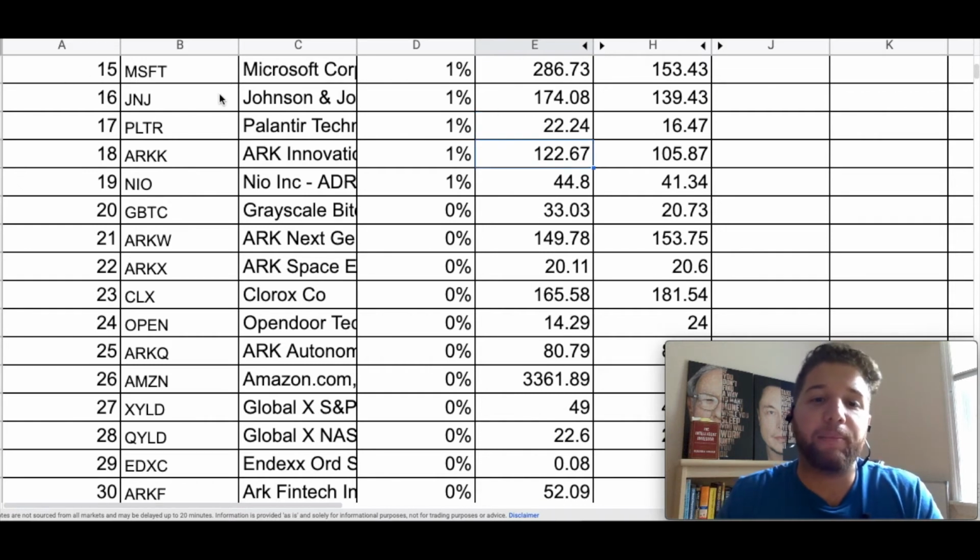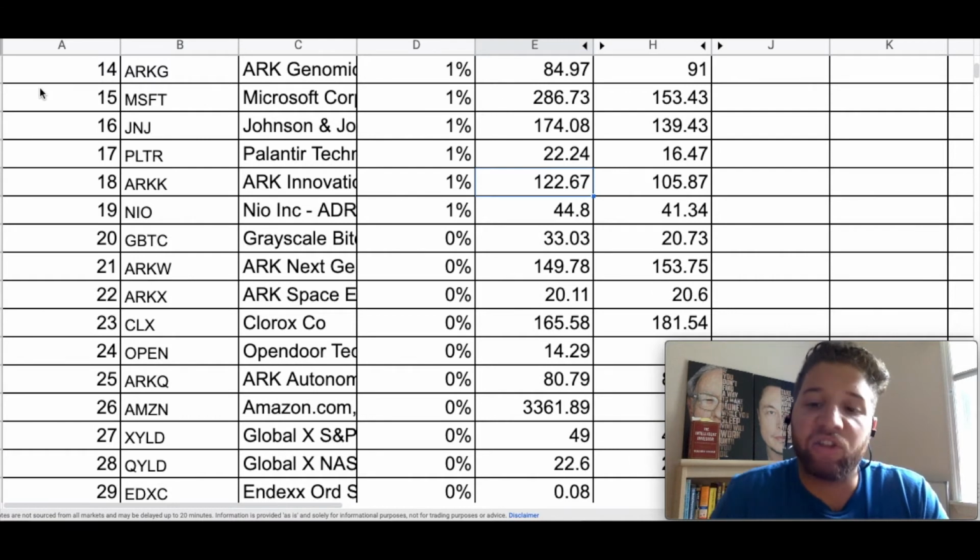All right, number 15, Microsoft. I got into Microsoft during the crash during the pandemic, so I was able to get a great cost basis here of $153, and it's almost doubled now. So Microsoft makes up a little over 1% of my total portfolio. Another fantastic company, a market leader.